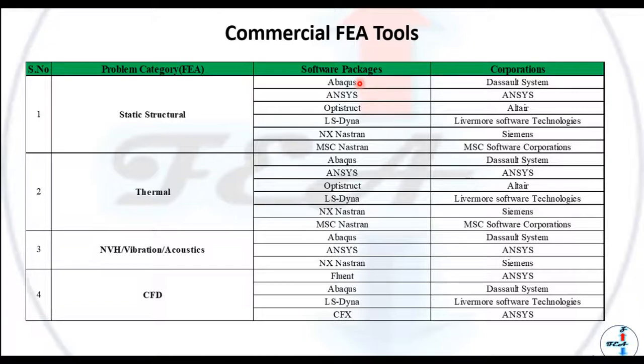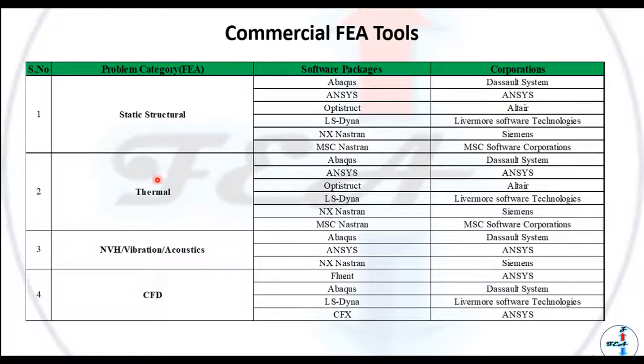The first one is Abaqus, then ANSYS. Abaqus is from Dassault Systemes, and ANSYS is from ANSYS. OptiStruct is a linear solver, and it is from Altair Engineering. That software package is called HyperWorks, and in HyperWorks, OptiStruct is the solver. It has a number of interfaces, which we will see in detail later. The next one is LS-DYNA, from Livermore Software Technology. NX Nastran is from Siemens, and MSC Nastran is from MSC Software Corporation. These software packages are very suitable and will give reliable results for static structural analysis.